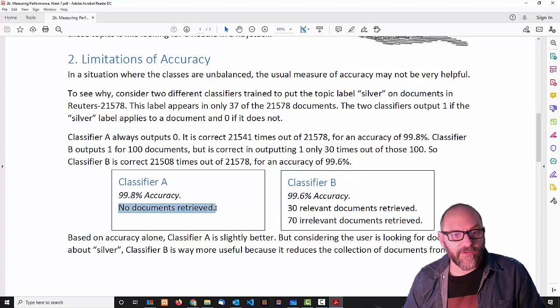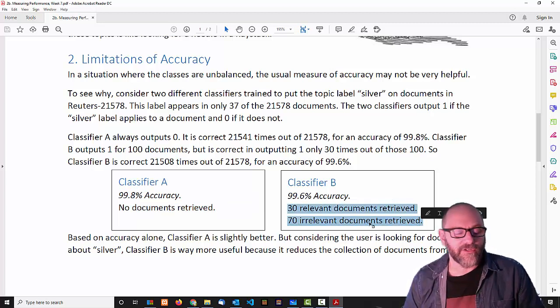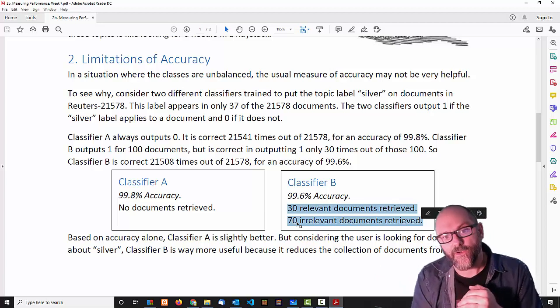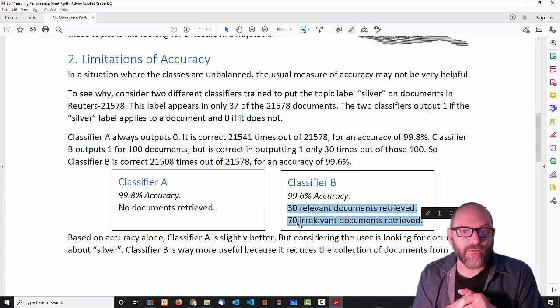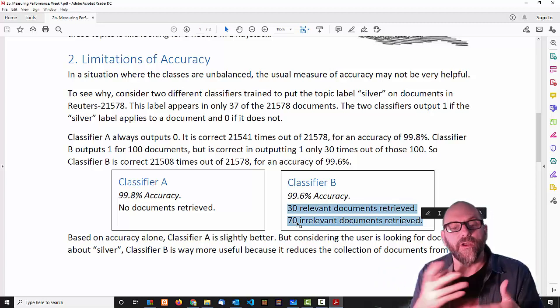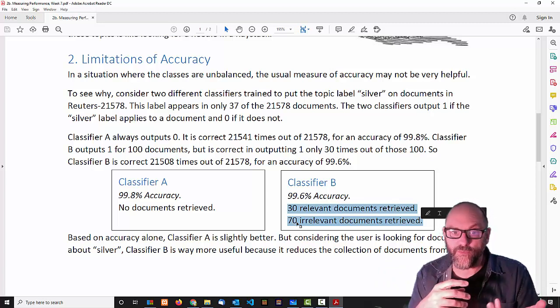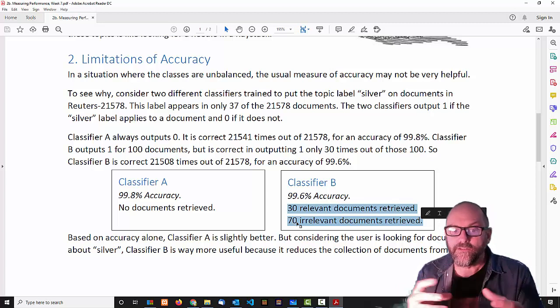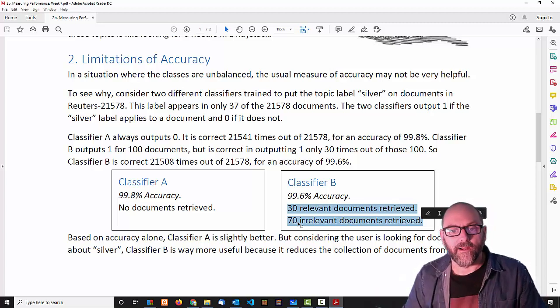But whereas this classifier did no work, this classifier does retrieve 100 documents. And sure, it's not super accurate within those 100 documents, but if you think about what it's done for us, it's reduced our task quite a lot. It's reduced our task from searching through 21,578 documents to searching through 100 documents. Now we just have to look at 100 and figure out which ones are relevant, and 30% of them are going to be relevant instead of 0.2%, which would be relevant in the 21,000 case. So it's done some work here.